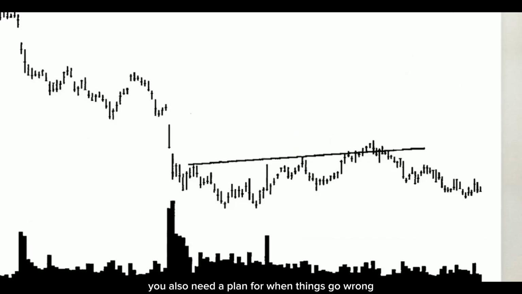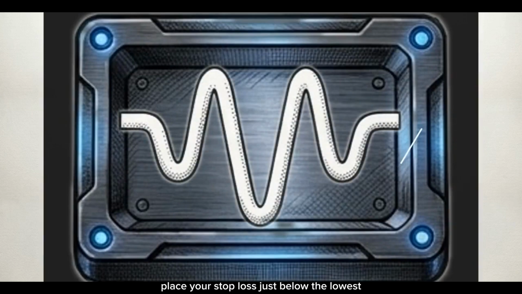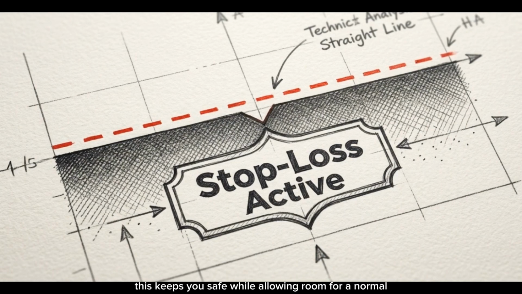You also need a plan for when things go wrong. Here, the stock breaks the neckline, but volume is anemic and price slides backward. If price falls below the lowest point of the head, the pattern fails. To protect your capital from a sudden drop, place your stop loss just below the lowest right shoulder. This keeps you safe while allowing room for a normal, temporary pullback.